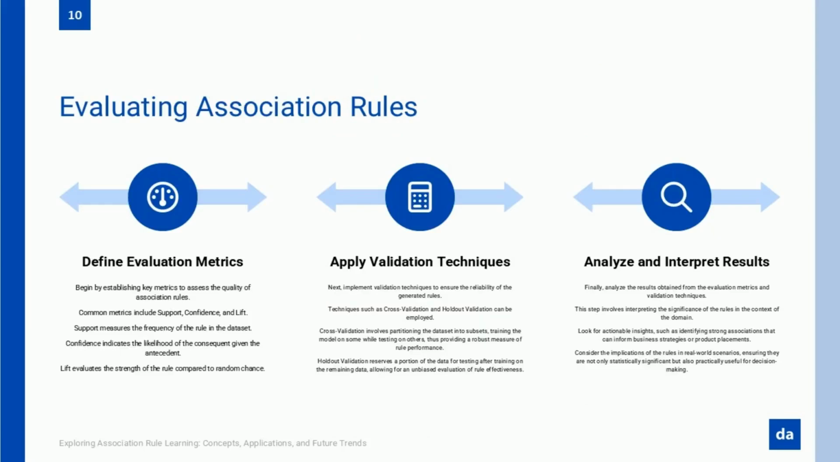Let's talk about something exciting: evaluating association rules. Now, that might not sound like the thrilling start of a blockbuster movie, but think of it this way. It's like being handed a treasure map. The treasure? Actionable insights that could transform the way businesses make decisions.